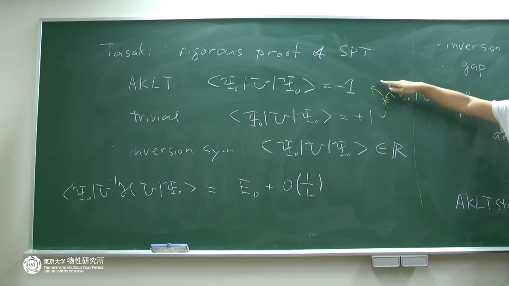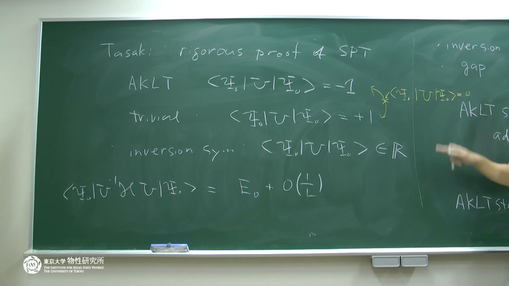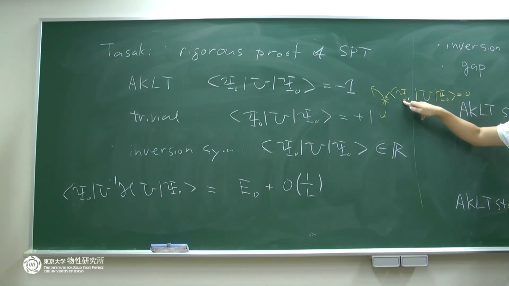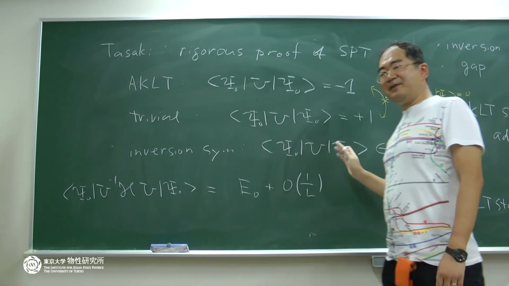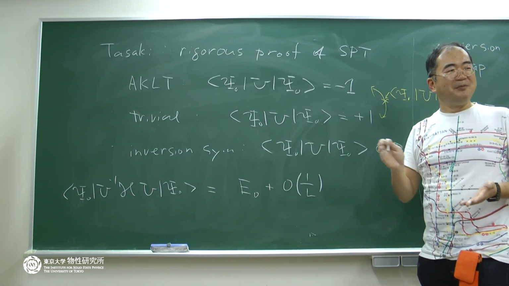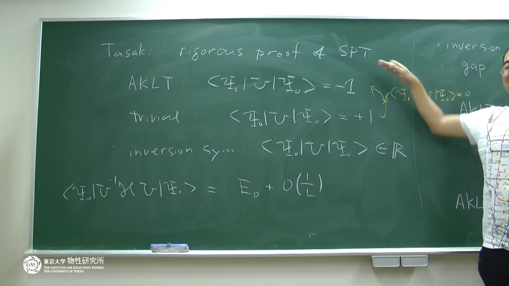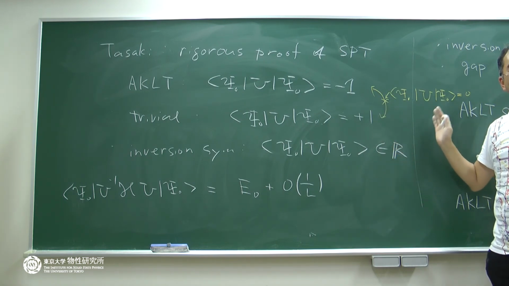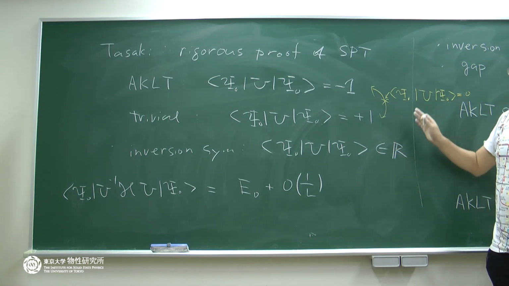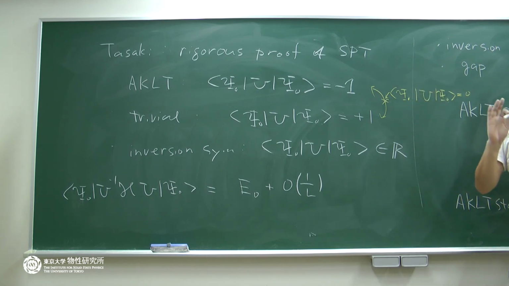But now, between these two limits, there must be one point where this overlap vanishes, which means that U psi 0 is orthogonal to psi 0. So this directly implies that at this point, there must be a gapless excitation. That means there must be a critical point separating these two points, whatever path you choose, as long as you keep the inversion symmetry. That's a nutshell of Tasaki's proof. According to him, this is the first rigorous proof of the existence of the ISSP.